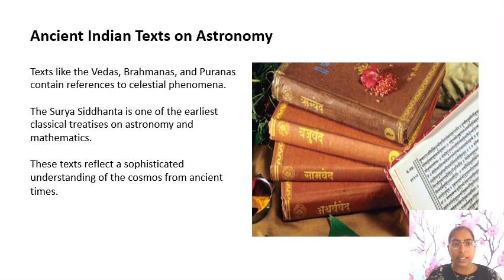Ancient Indian texts on astronomy. Texts like Vedas, Brahmanas, and Puranas contain references to celestial phenomena. The Surya Siddhanta is one of the earliest classical treatises on astronomy and mathematics. This text reflects a sophisticated understanding of the cosmos from ancient times.